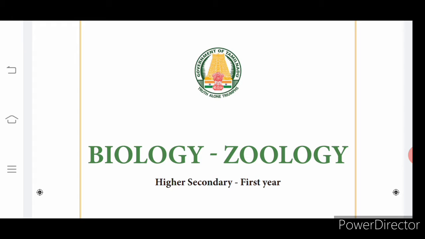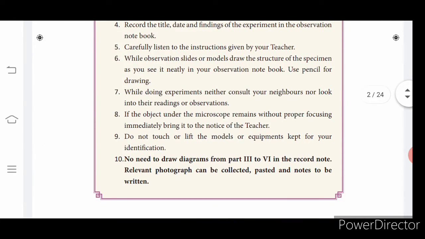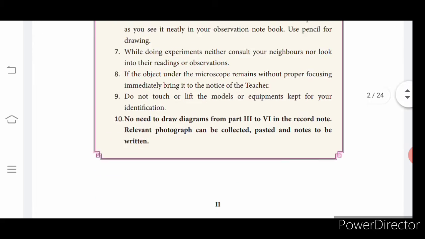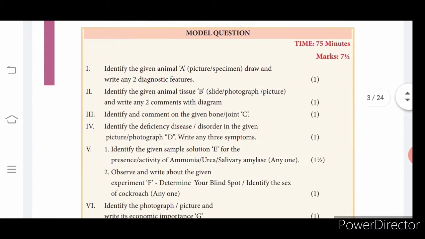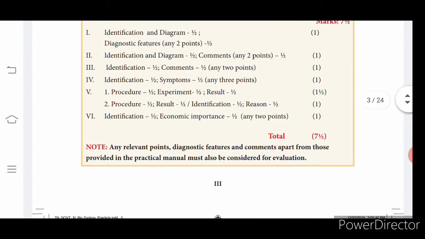This is a PDF of your practical manual that will be uploaded in your biology tab in our website. You can just see through this. It goes like this. So general instruction is given. You can just read through the instruction. That need not go into the record. And model question paper, you can just see through the question paper.